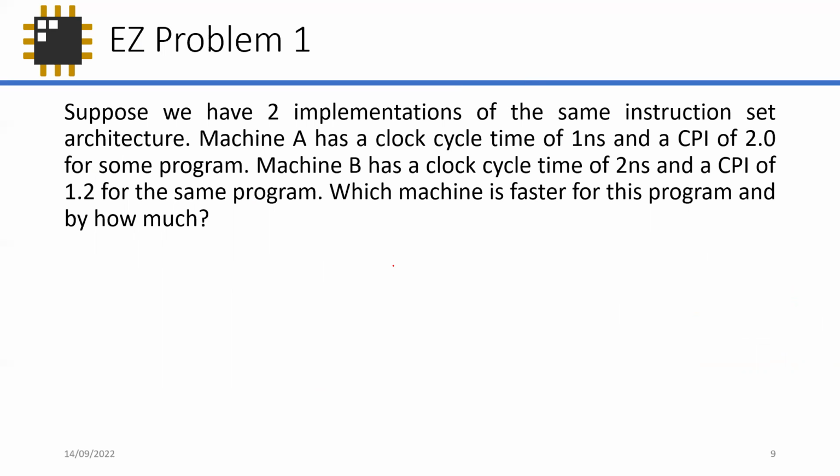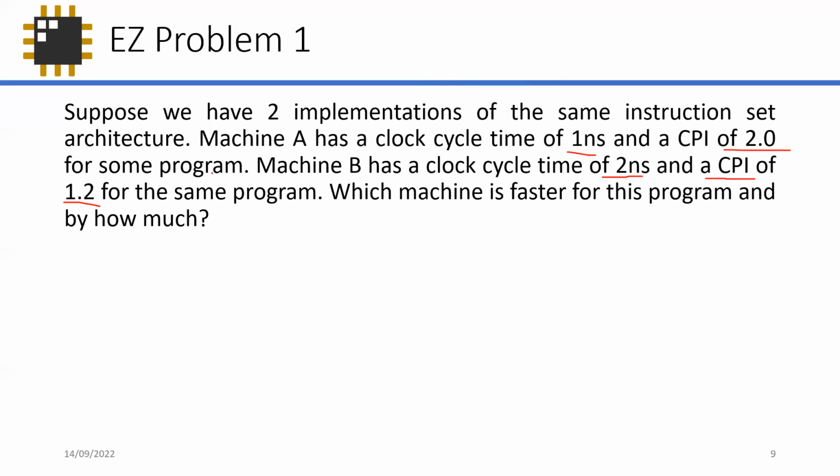Suppose we have two implementations of the same instruction set architecture. Machine A has a clock cycle time of 1 nanosecond and cycles per instruction of 2 for some program. Machine B has 2 nanoseconds and a cycles per instruction of 1.2 for the same program. Which machine is faster for this same program and by how much? Let's assume that the compiler produces the same set of instructions.